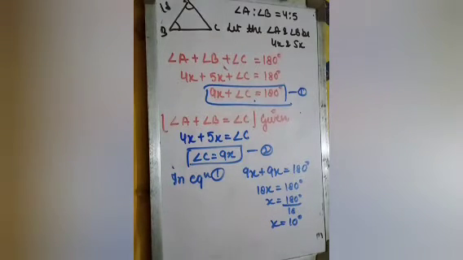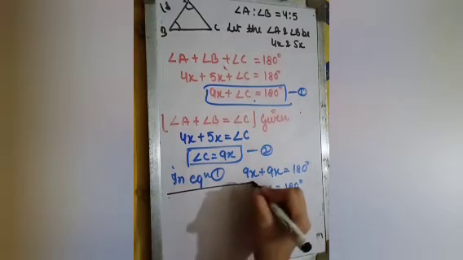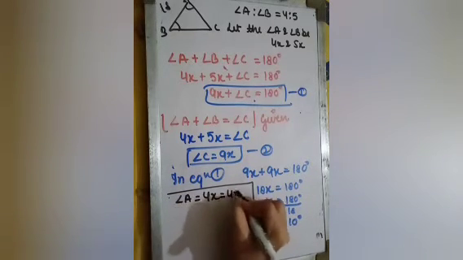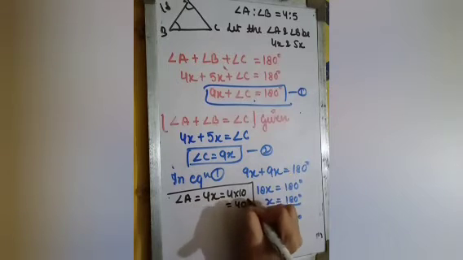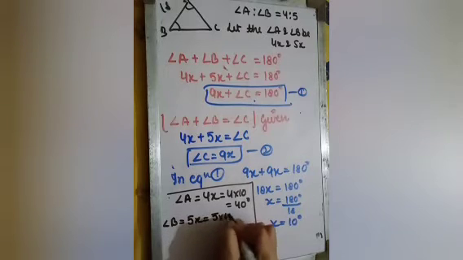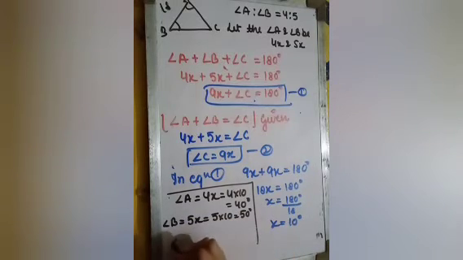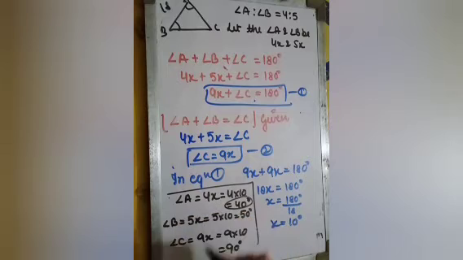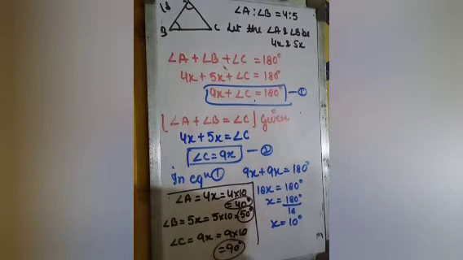Right. Now we know angle A was 4x, that is 4 into 10, 40 degree. Angle B is 5x, that is 5 into 10, 50 degree. And angle C is 9x, that is 9 into 10, 90 degree. Okay. A is 40 degree, B is 50 degree and C is 90 degree. Now see question number 19.